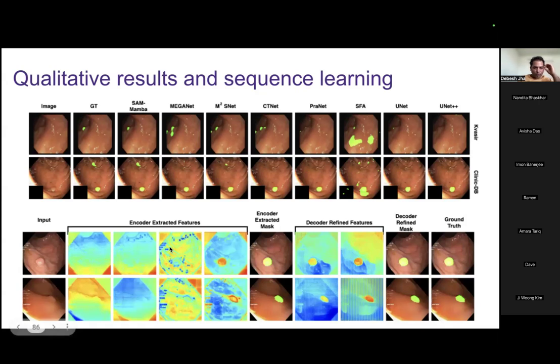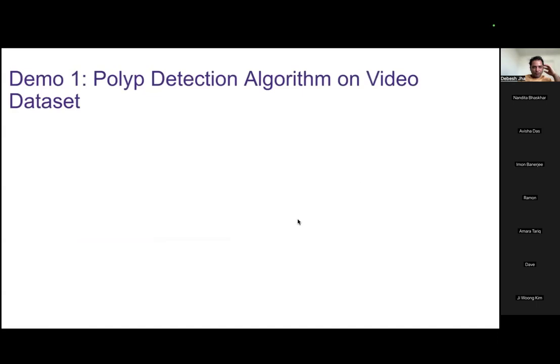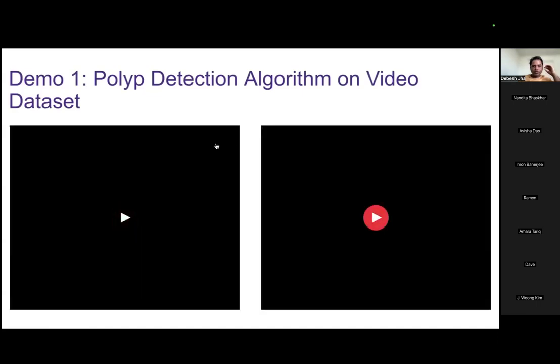And this shows the learning. For example, you have an input which is passed through the encoder to extract features, then you get the encoder-extracted masks, and this shows the refinement through the decoder. We can compare with the ground truth, and at least for these cases it is quite good. Then we saw some of the evaluation results where we saw the strength of the method.